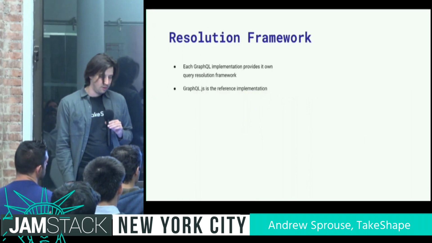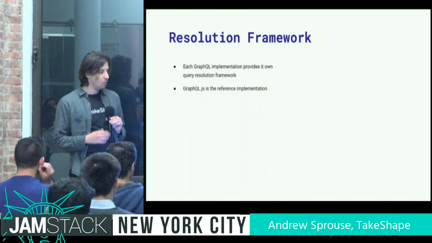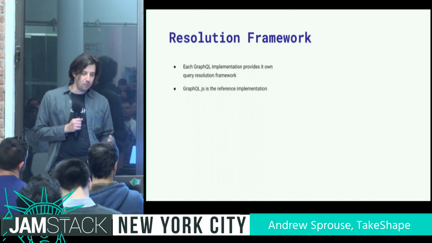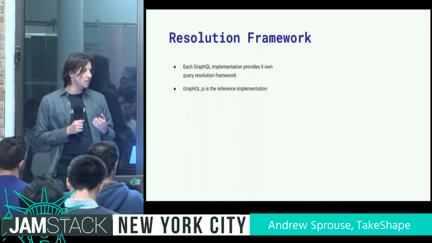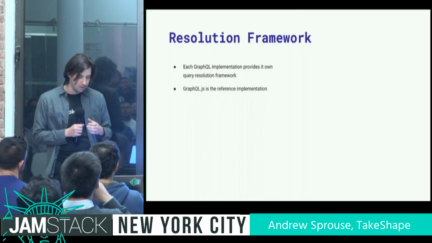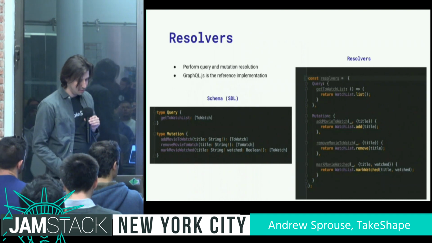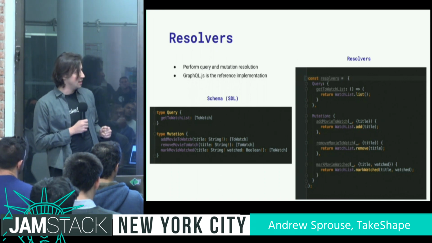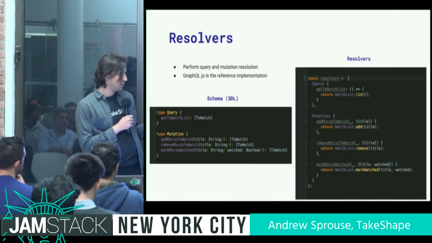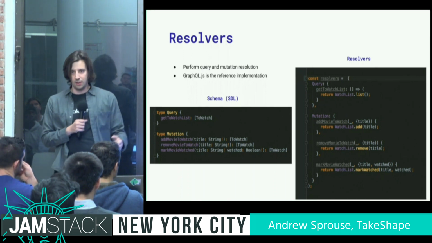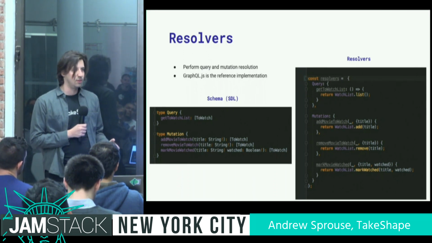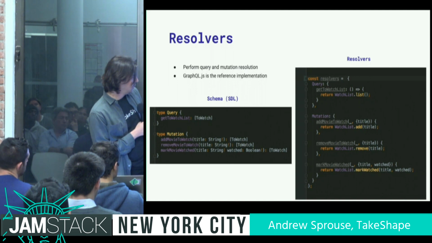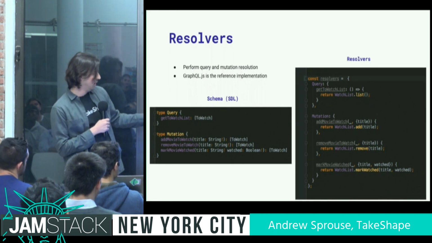So, resolution framework. GraphQL provides its own query resolution framework. Across multiple platforms, this framework varies a bit, but the reference implementation is GraphQL.js, and that's written by the folks at Facebook. So I'm going to cover that. The most important part of the query resolution framework for GraphQL.js is this concept of resolvers. Resolvers are where you hit the database. This is where you reach out to external services. This is where you concatenate strings and compute dynamic values. So resolvers describe how queries work and how mutations work.